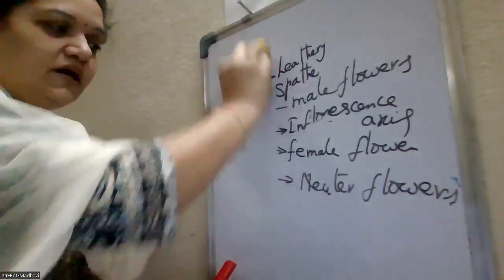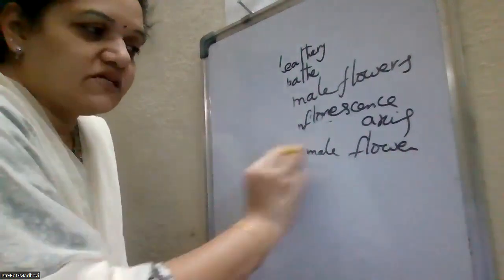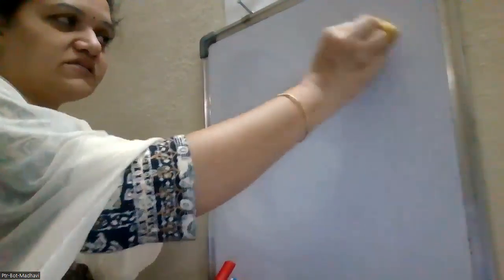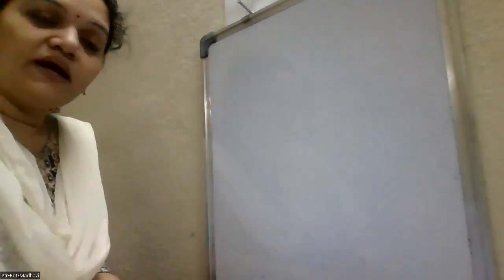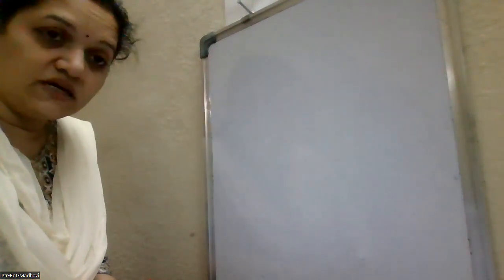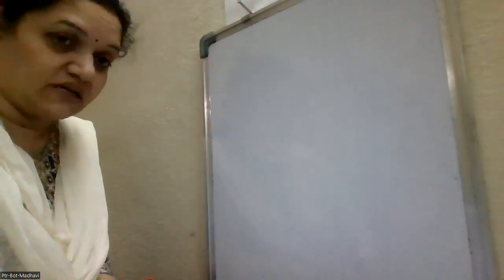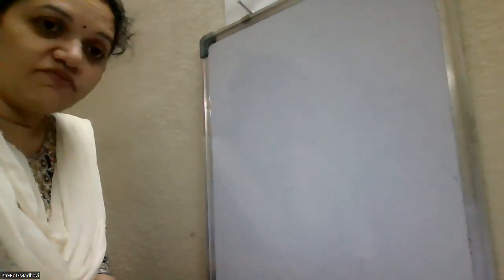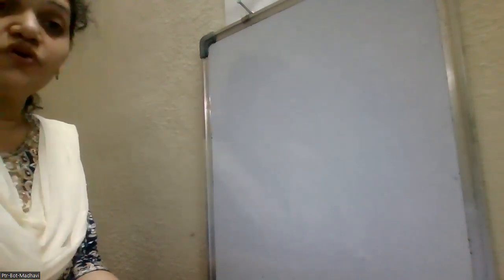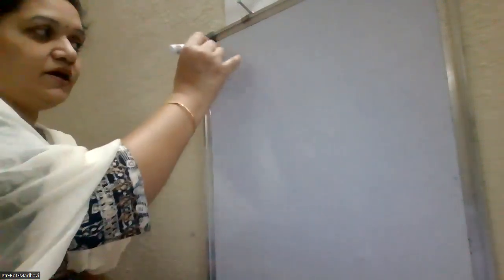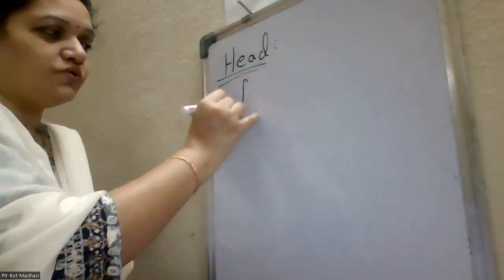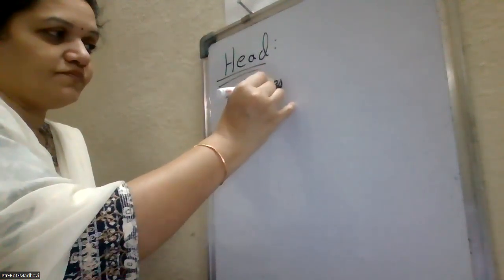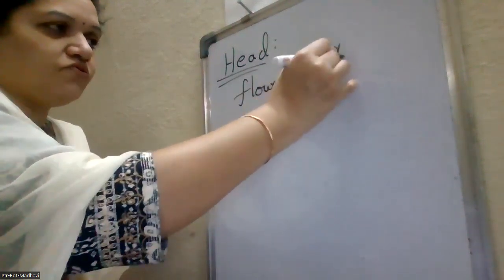Next comes the head inflorescence. Head inflorescence is where the inflorescence axis tip is condensed to a disc-like structure and all the flowers are present in the centripetal manner. So here the flowers are divided into florets.